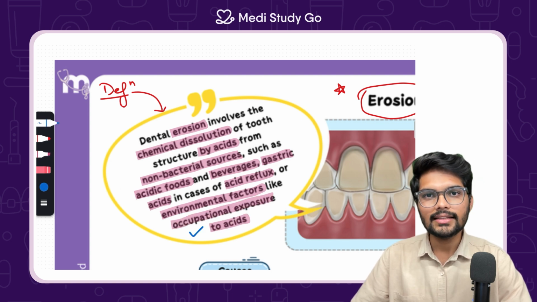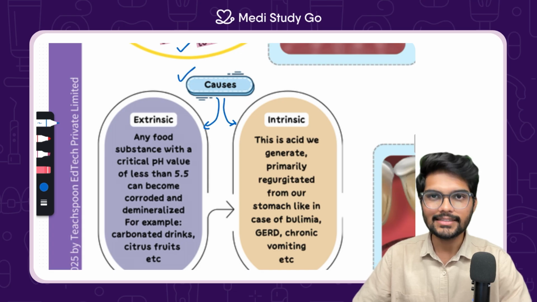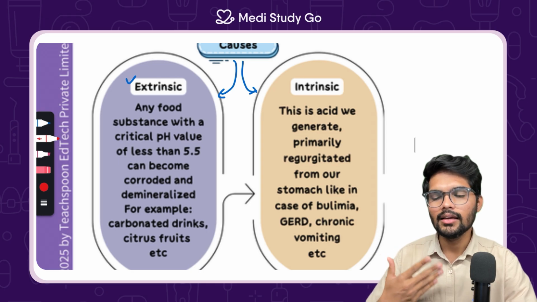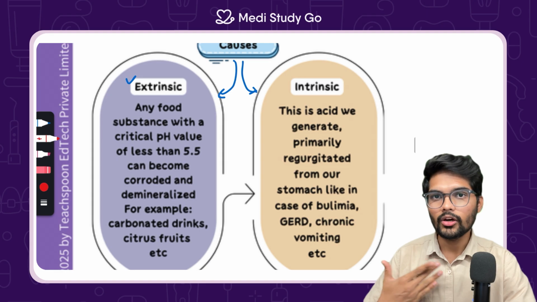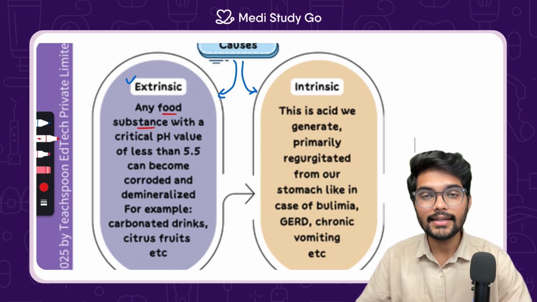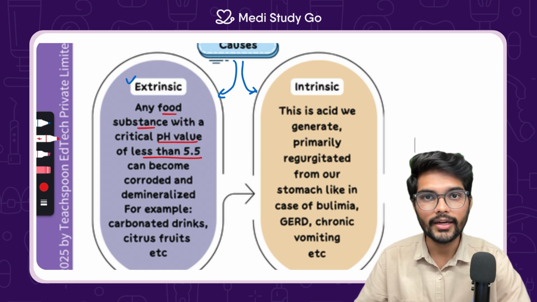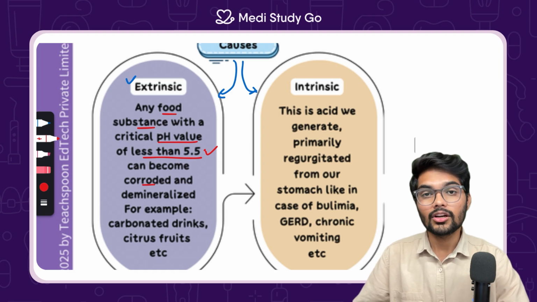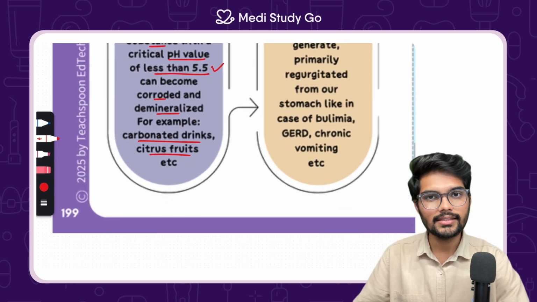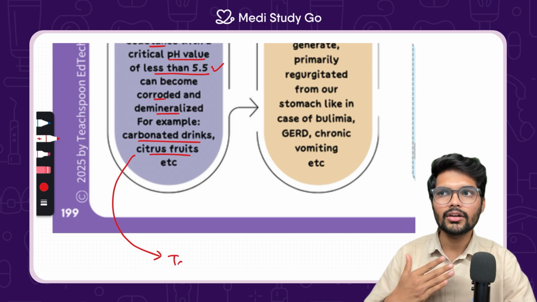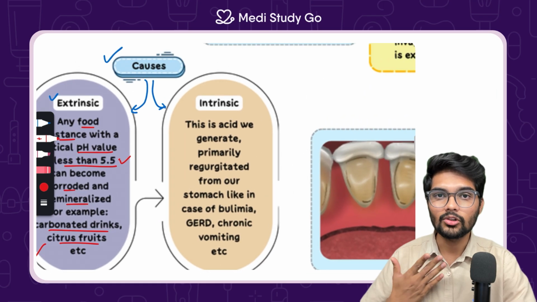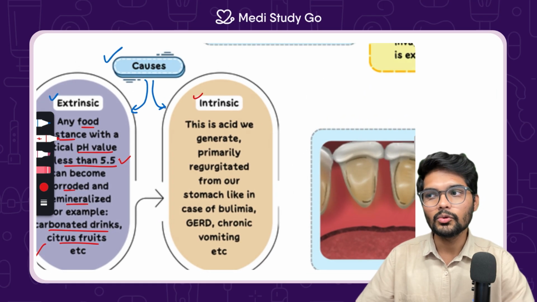So let us go through the causes, and there are basically two different causes, intrinsic and extrinsic causes. Let us go through the extrinsic causes first. So these are basically due to any factors which are not endemic to the body. They can include any food substance with a critical pH value of less than 5.5, and that can become corroded and demineralized. For example, carbonated drinks, citrus fruits, etc. Obviously, this is when it's consumed above a certain level, which is still acceptable, but definitely it is always advised to not consume any of these foods and beverages.